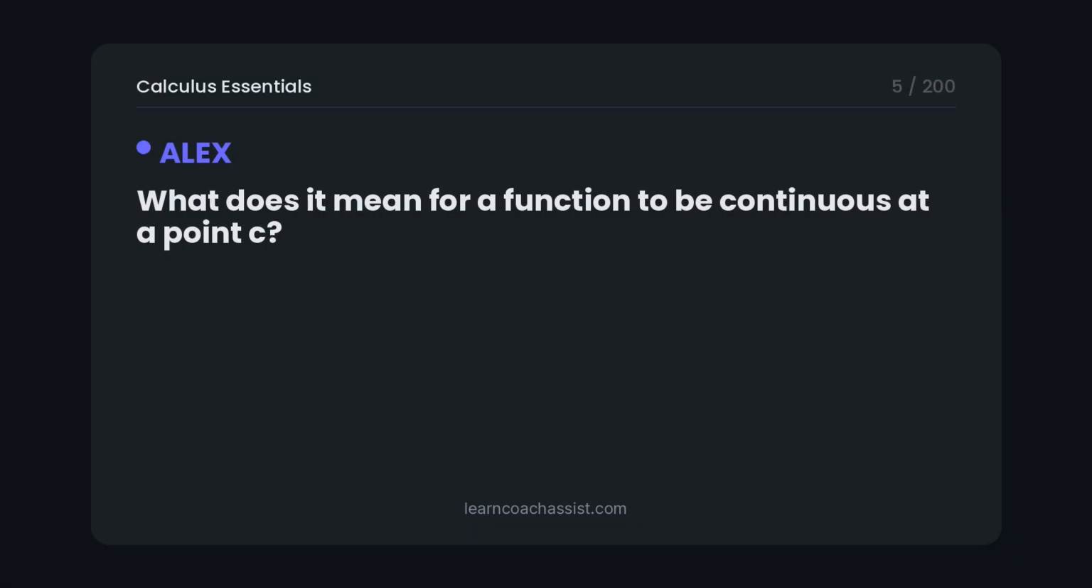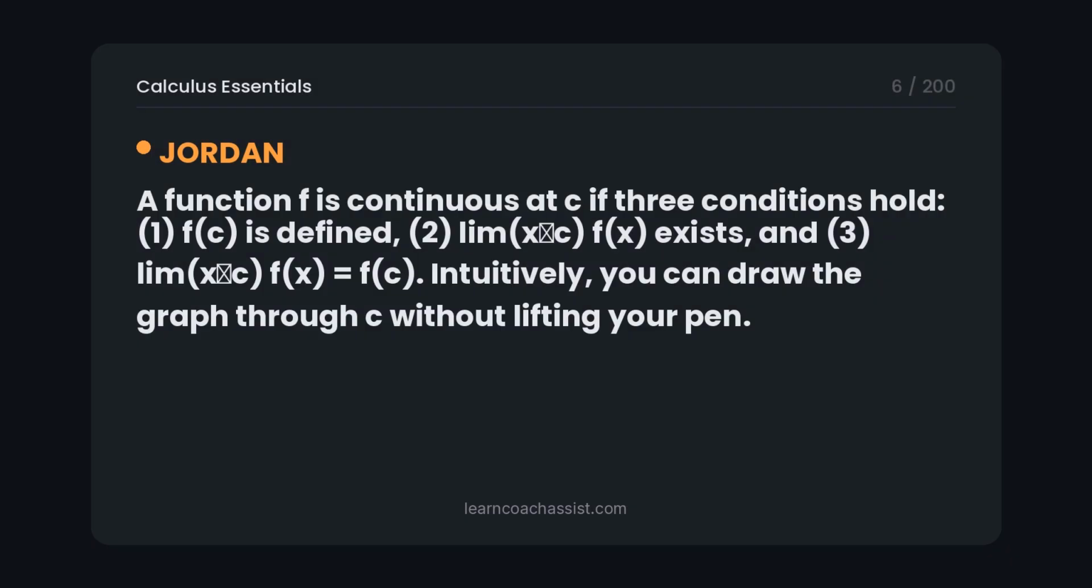What does it mean for a function to be continuous at a point c? A function f is continuous at c if three conditions hold. 1. f(c) is defined, 2. lim x→c f(x) exists, and 3. lim x→c f(x) equals f(c). Intuitively, you can draw the graph through c without lifting your pen.